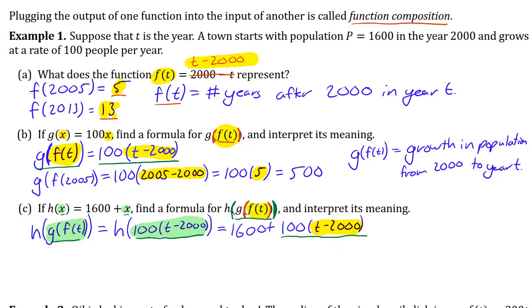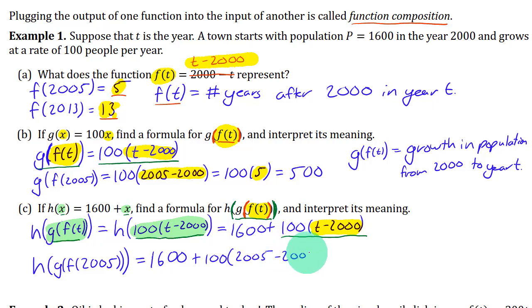So what does this do? Let's take an example. Let's do h of g of f of 2005. And this example will help you understand what the function really does. This is a good thing for understanding functions in general, is try a specific number for t, for whatever the input is, and see what the function does with it. So we got this formula here. We're going to do 1600 plus 100 times 2005 minus 2000. And the 2005 minus 2000 is just 5.